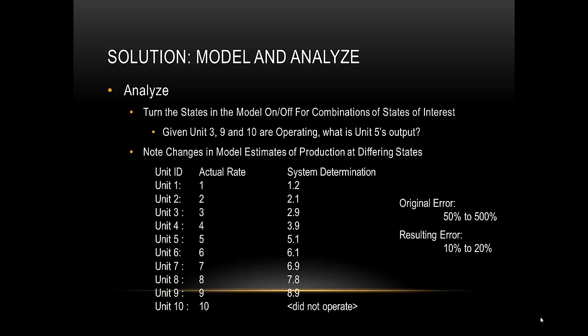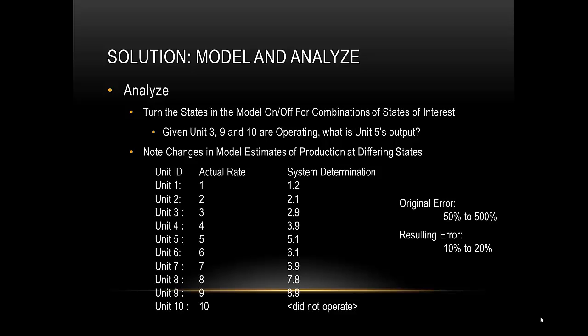We turn on 3, 9, and 10, and then we turn on and off unit 5 and see what the difference is in the output of the system, which gives us an indication of what unit 5's output is in that particular operating situation. And then we can, for all units that operated during the time of interest, such as through that trend chart that I showed, deduce what each unit's rate is from the noisy data.